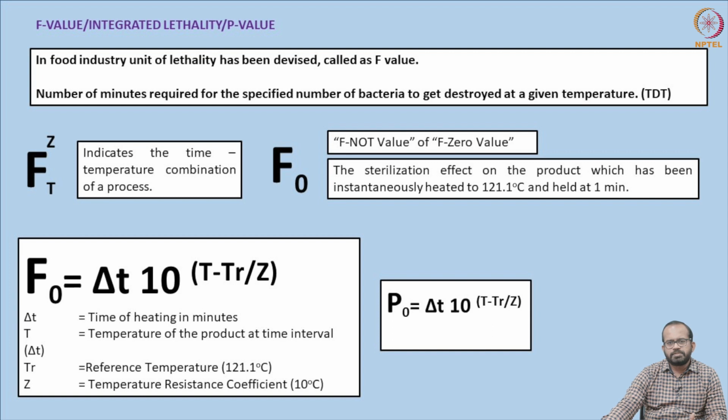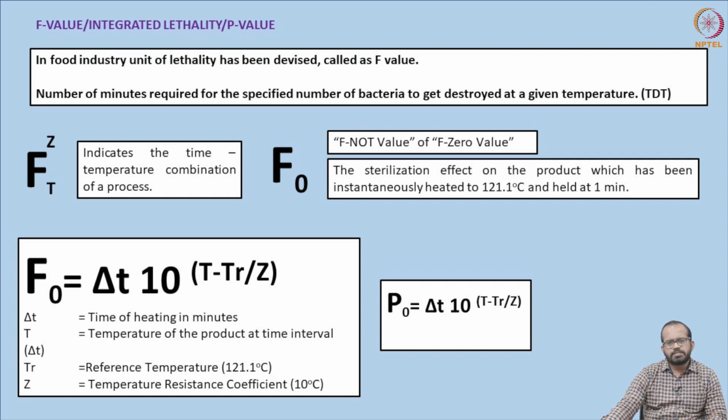The unit and the concept are similar to the D value, but it is the integrated effect, the sum total of all the D values, all the lethality. The F value is usually written as F with the Z value as a superscript and the T temperature as a subscript. So it indicates the time-temperature combination of a process.